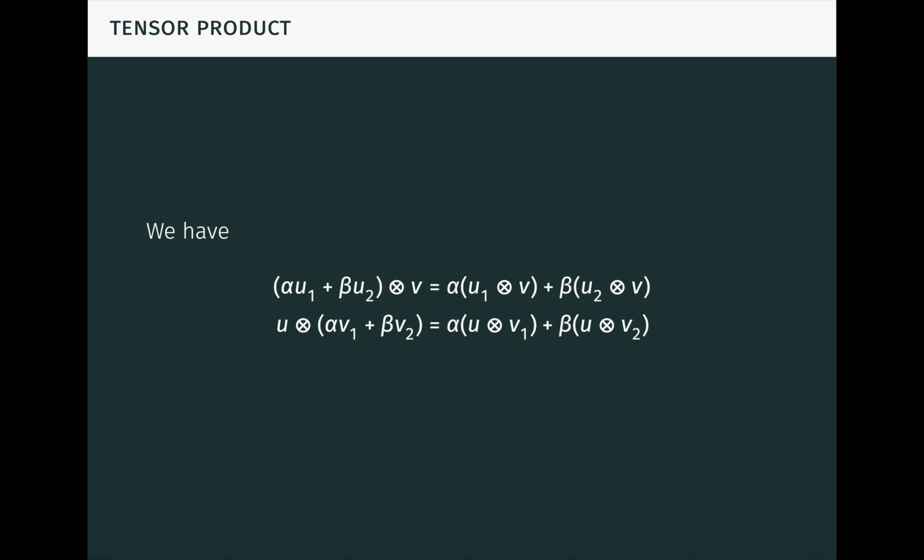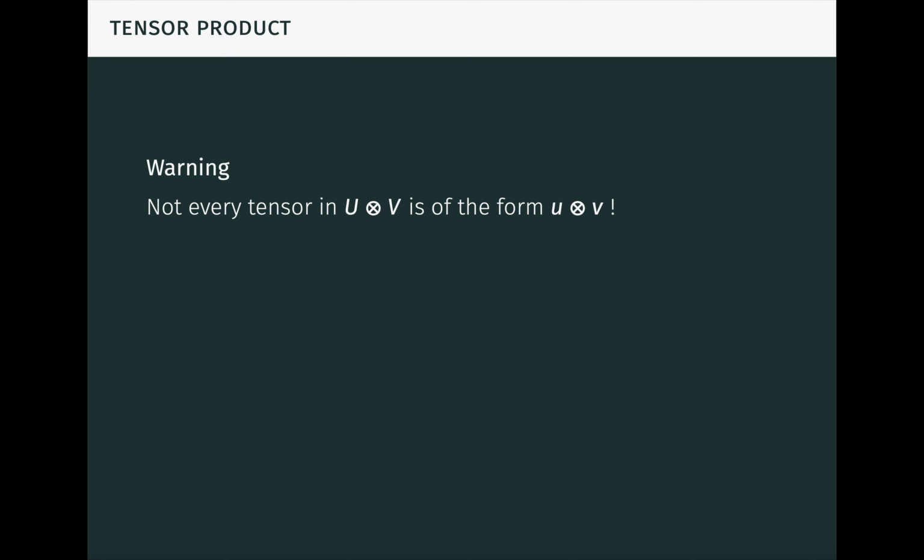Bilinearity of the tensor product means that these relations always hold in the tensor product space. The first equation is linearity in the left input, and the second equation is linearity in the right input. Importantly, in general, not every tensor in the tensor product space is of the form u tensor v for vectors u and v. That's just because the tensor product map need not be surjective. Such tensors are very special and are called decomposable. Assuming that every tensor is decomposable is one of the biggest mistakes that students make. Don't do it. What is true is that every tensor is a sum of decomposable tensors like this.